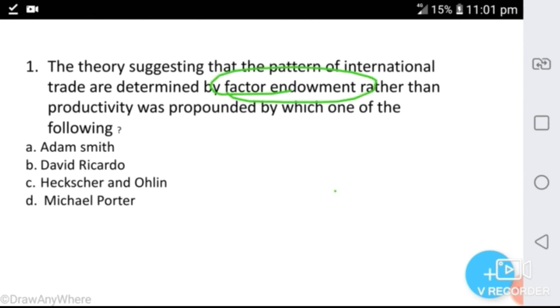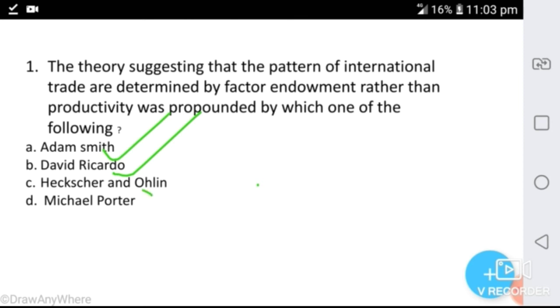Adam Smith is related to absolute advantage. Then David Ricardo is related to comparative advantage. Then Heckscher and Ohlin, it is also known as the factor endowment. It is a 2 into 2 into 2 model. That means two goods, two nations, and two factors. That two factors are labor and capital. It is known as the factor endowment. So our answer is option C, Heckscher and Ohlin.